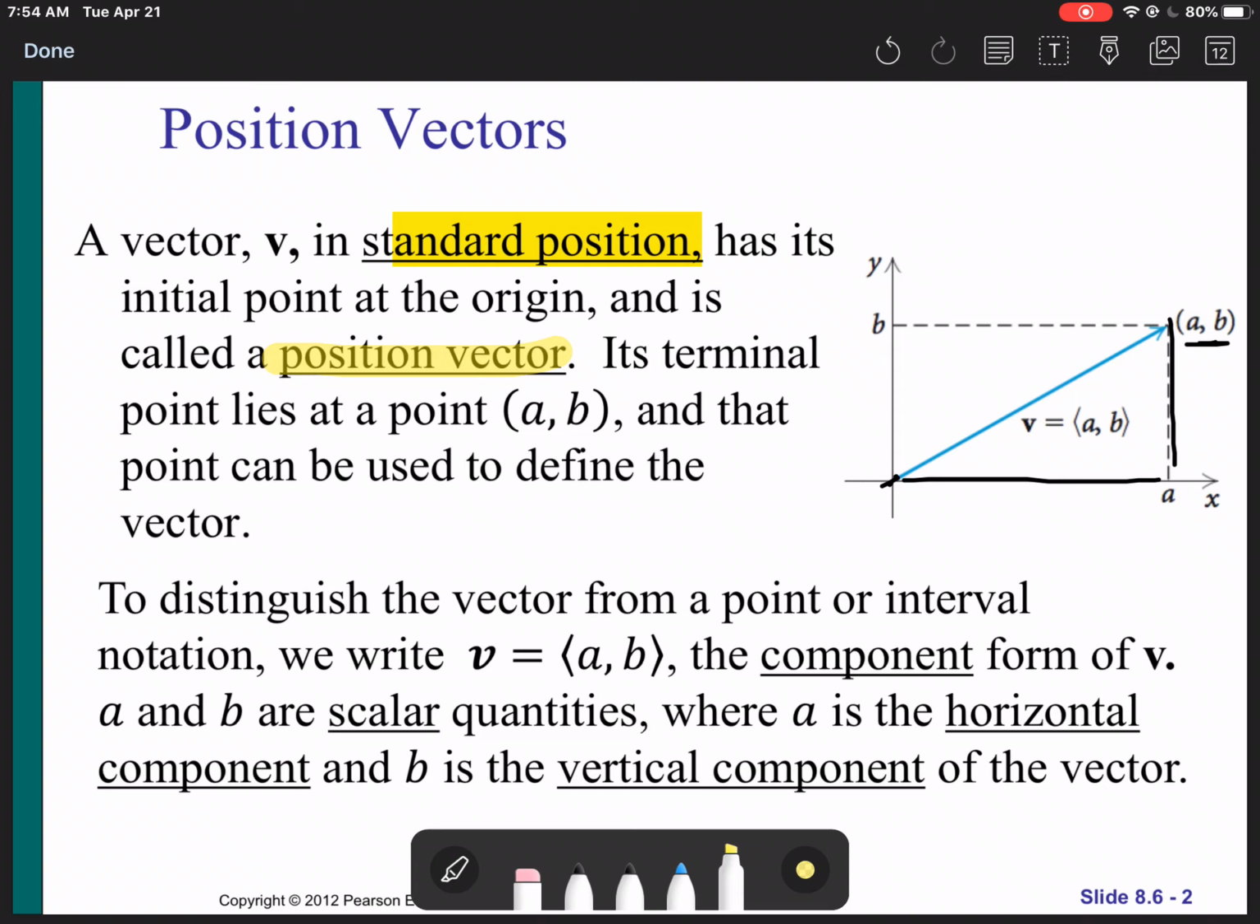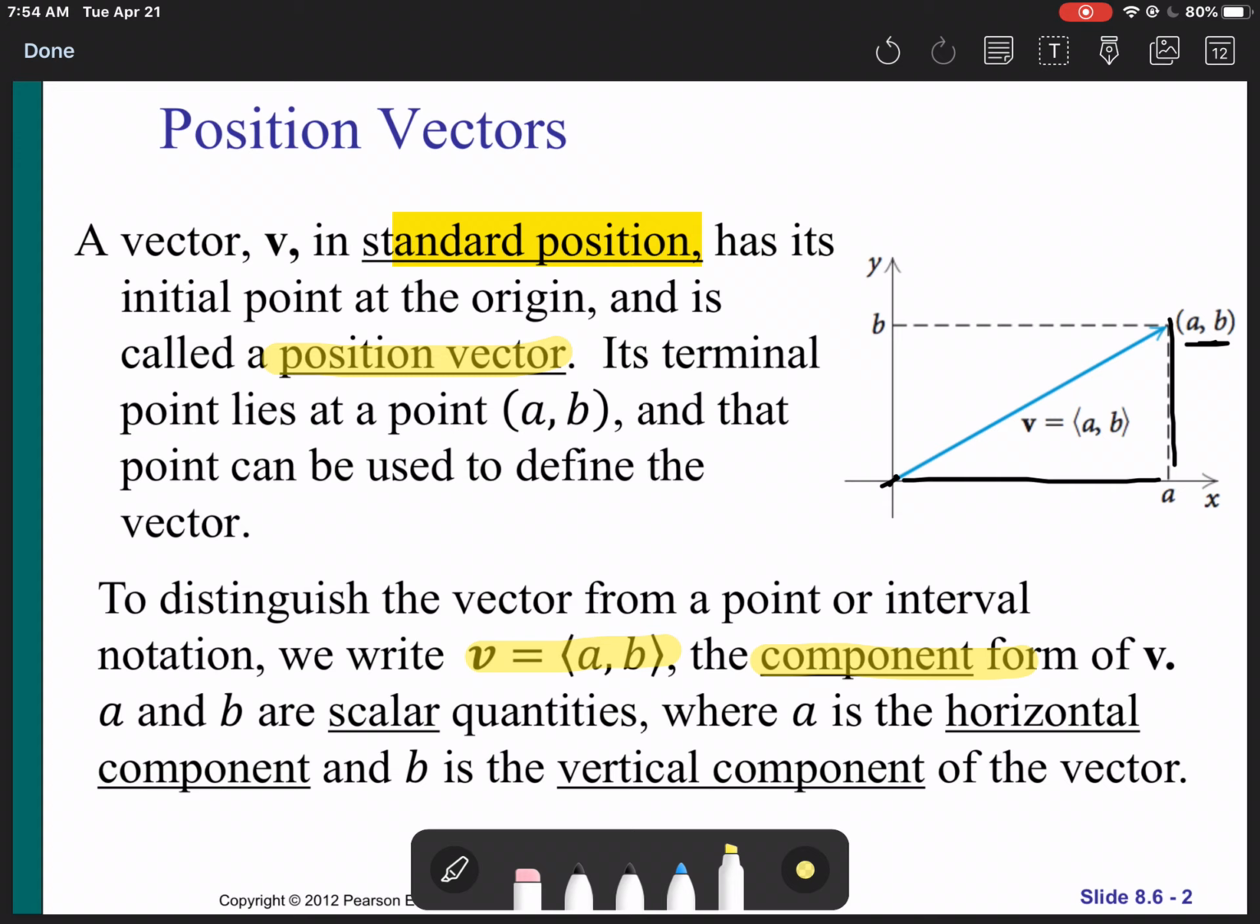And then to distinguish the vector from a point or interval notation, instead of using the parentheses, we use that little symbol to represent the vector. So vector v having components a, b. Again, it's the horizontal component, then the vertical component, just as you would list an ordered pair x and y. But the notation that we're using instead of the parentheses distinguishes between the point in the plane and the vector whose terminal point is located at that point. So this is called the component form of vector v.